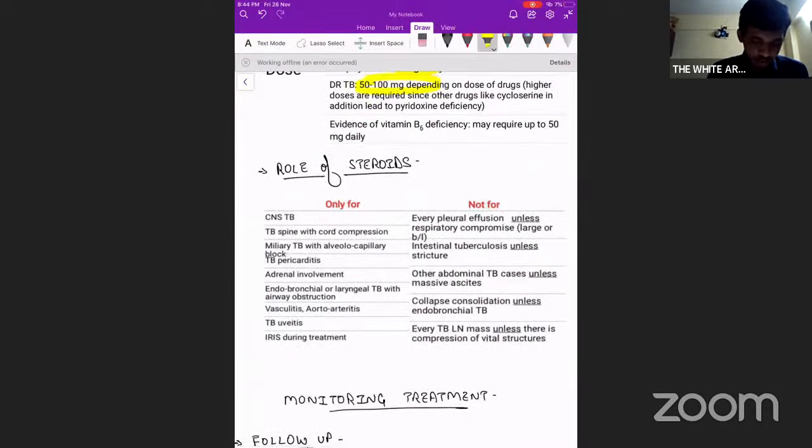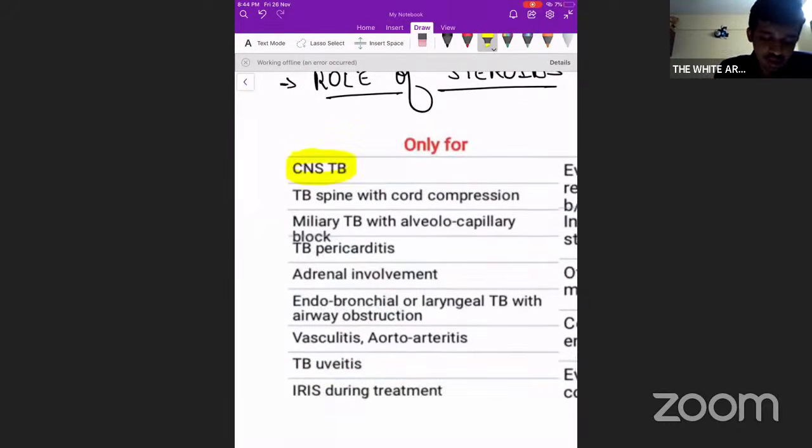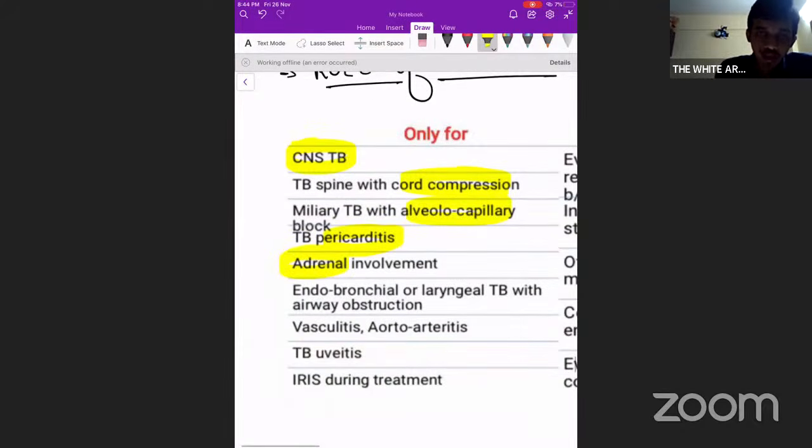Next is the role of steroids. When are steroids given? In case of CNS tuberculosis, steroids are indicated. TB spine with cord compression, steroids are indicated. Miliary TB with alveolo-capillary block. Then TB pericarditis, if there is adrenal involvement, endobronchial TB or laryngeal TB which leads to airway obstruction. If it is causing vasculitis or aortoarteritis, TB uveitis, and if TB with HIV co-infection is there and the child ends up with IRIS, then we give steroids.